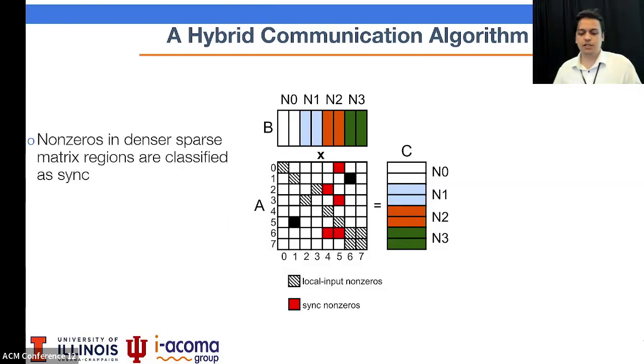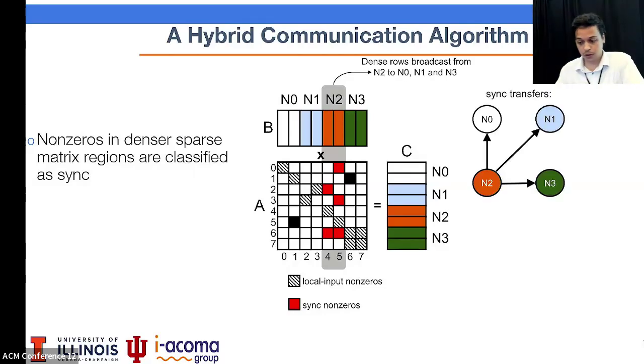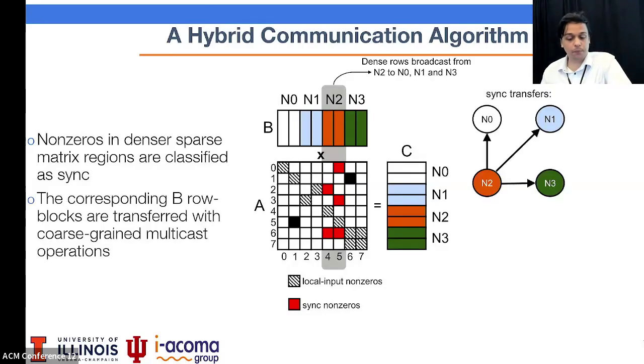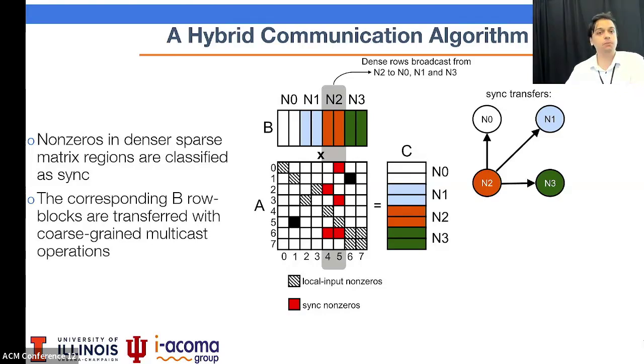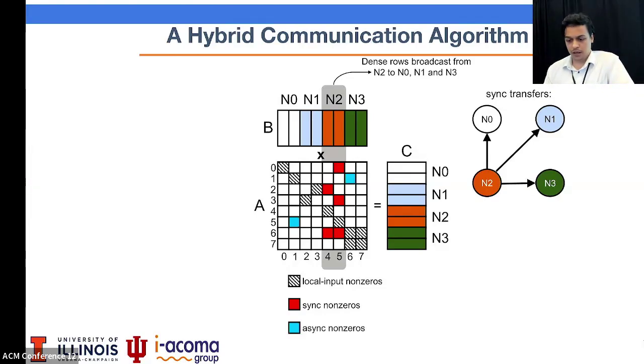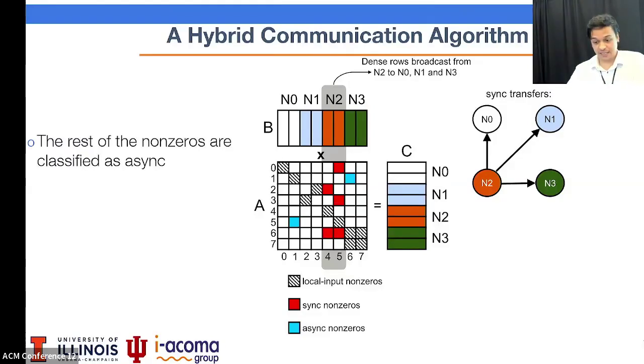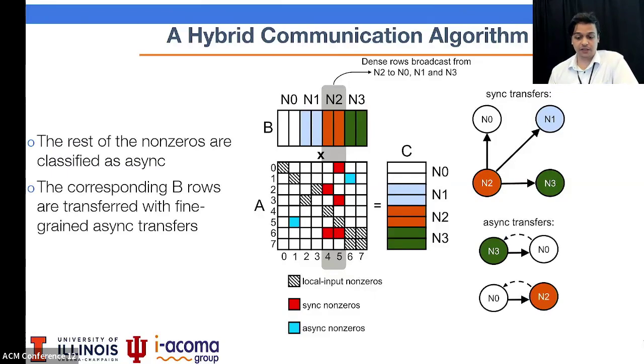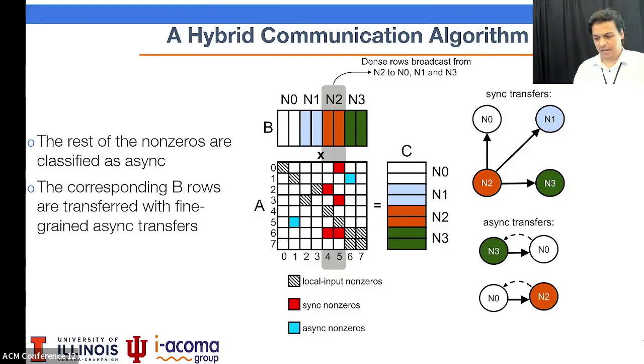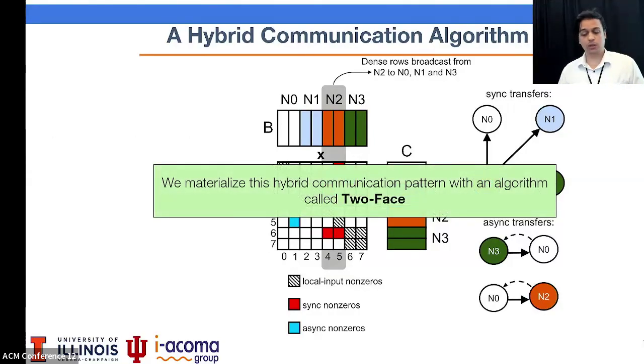We classify non-zeros residing in denser regions of the sparse matrix as synchronous. For those non-zeros, the corresponding B row blocks are transferred with coarse-grained multicast operations. The remaining non-zeros are classified as async, and for those non-zeros, the corresponding B rows that need to be transferred will be transferred with fine-grained asynchronous transfers. We materialize this high-level idea into a concrete algorithm, which we call two-phase, and for which, at this point, Charles will give us more details.